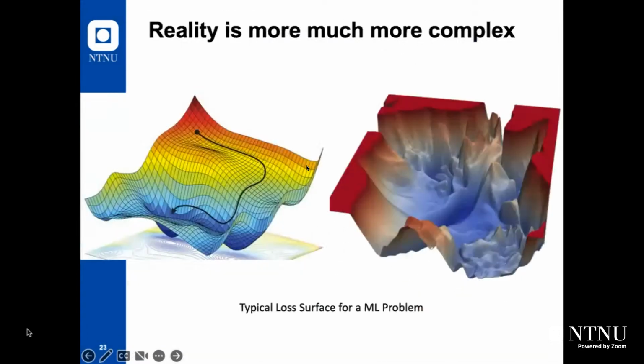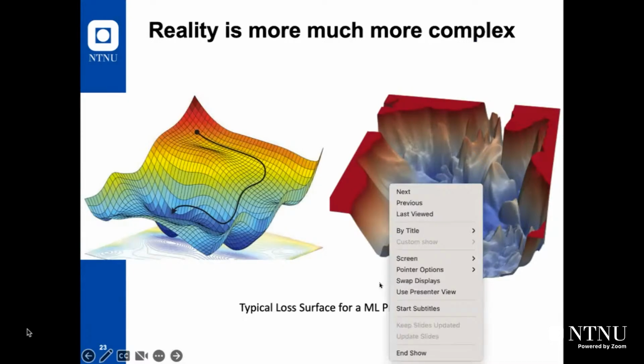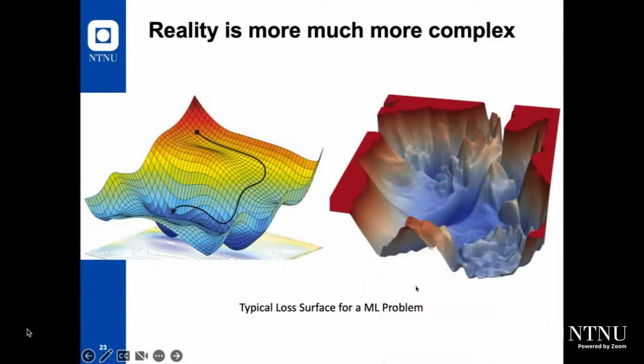The problem is that reality is much more complex than those simple functions. Usually you will have a cost function which is really very complex. It has a very difficult and complex terrain. So minimizing this function is really complex, and it's difficult to find the mathematical expression for this cost function to solve it analytically. So we have to solve it numerically using gradient descent.